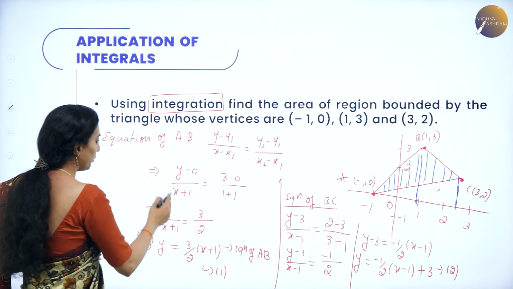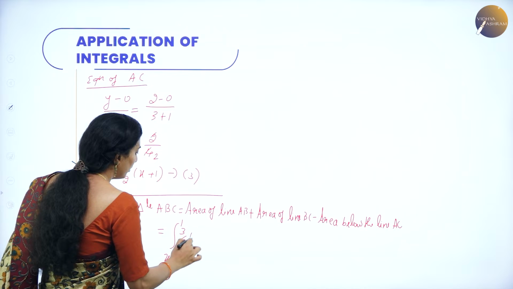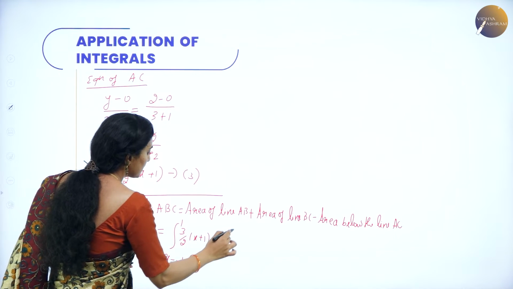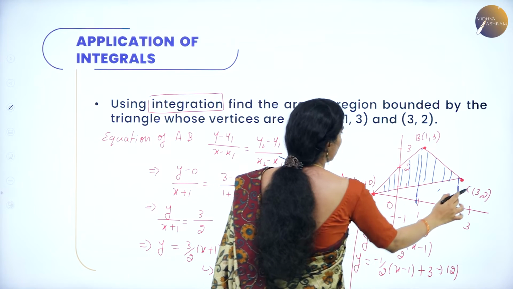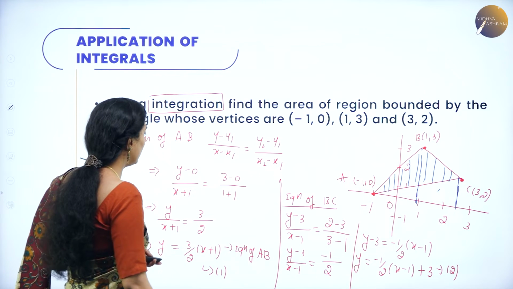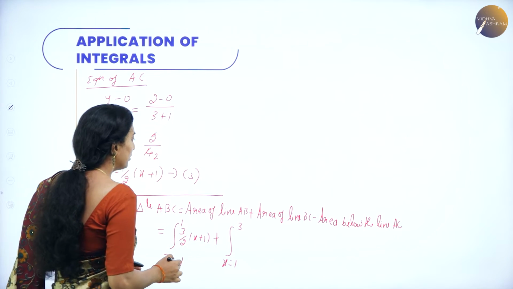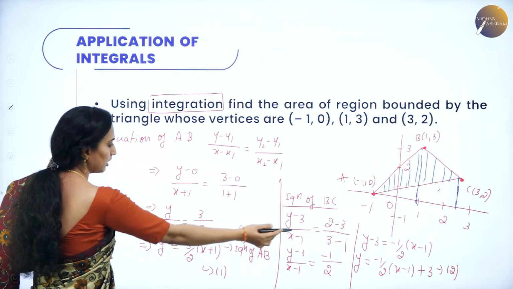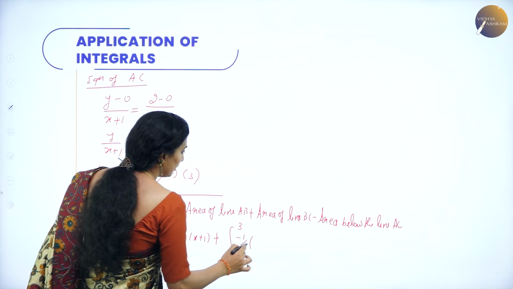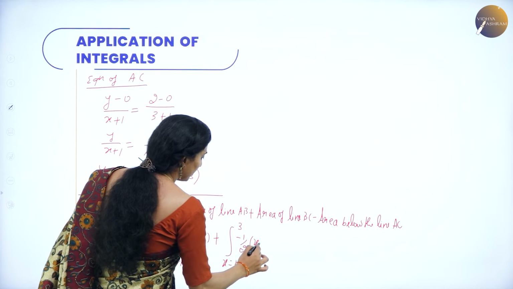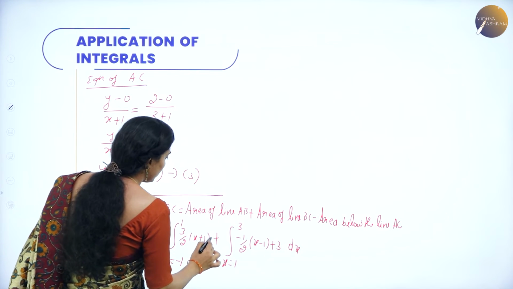Area of AB, what? The equation of AB, which is 3 by 2 into x plus 1, plus the area, which is nothing but it will be varying from 1 to 3, correct? So 1 to 3, area of BC. BC equation is what? That is the BC equation, that is -half into x minus 1 plus 3, into dx. Okay, this is also into dx.